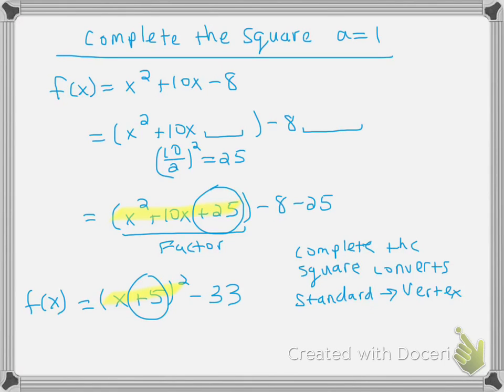Now, if the middle number, this plus 10x, was a negative, then we would have put a negative over there. So we just got to make sure that we do the proper operations in order to factor this properly and do all that. But that's how we complete the square when a is equal to 1.